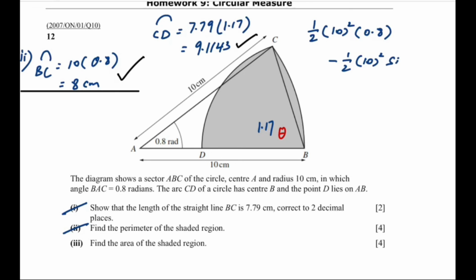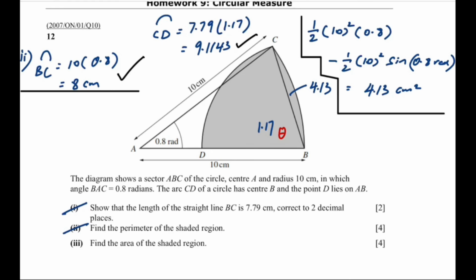So you have everything: AB, sine 0.8 radian. That gives 4.13, quite small, right? So this segment is 4.13 cm squared. Now you have figured out the segment here. Just need to add the sector of this.